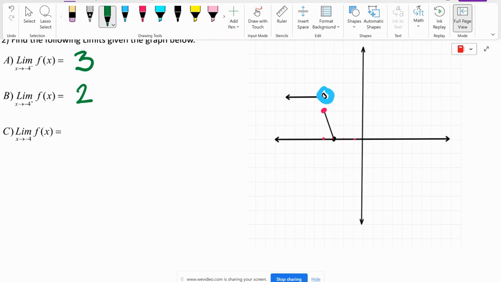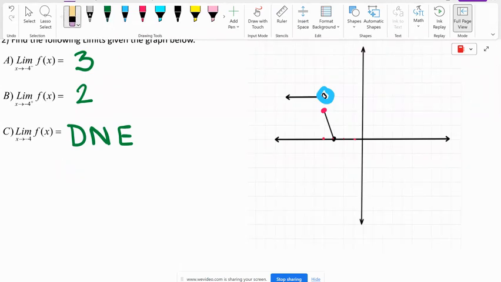Now I'm just saying, what's the limit as x approaches -4 in general? When you look at approaching a number in general, you look from the left side and from the right side. But from the left side, we're approaching 3, and from the right side, we're approaching 2. Are these two the same? No. So if the limit from the left and the limit from the right are not the same, the limit does not exist. There we go.